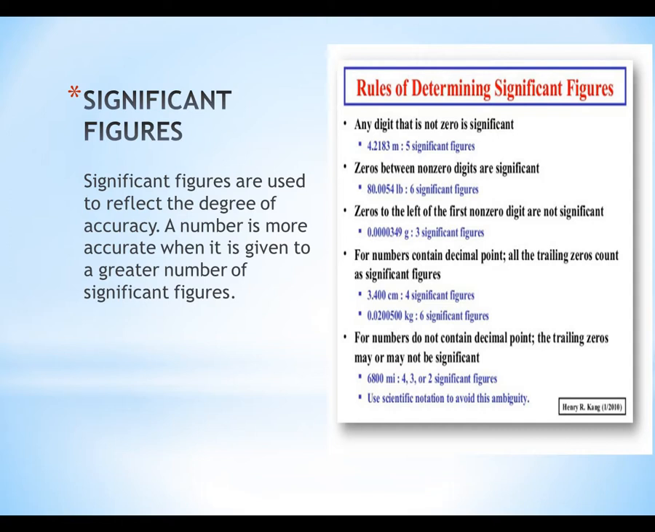And now the next thing is significant figures. The definition of significant figures is that they are used to reflect the degree of accuracy. A number is more accurate when it is given to the greater number of significant figures. So if there are more significant figures, it is a more accurate number. And we have 5 rules to determine the significant figures. First of all, it is in your book.